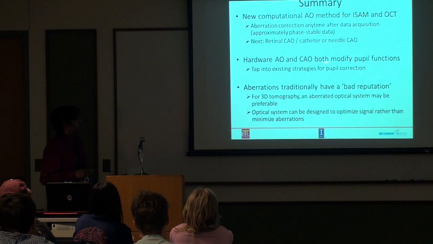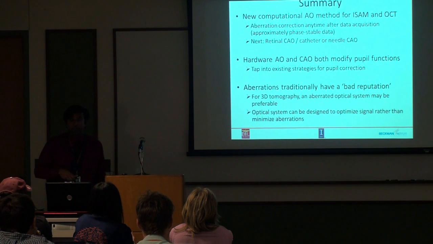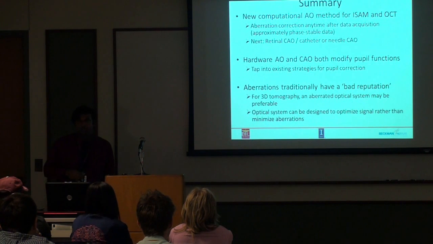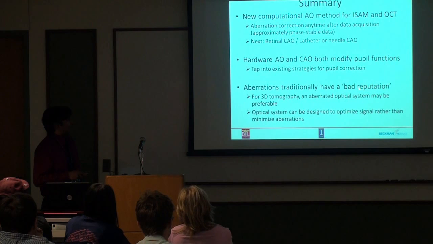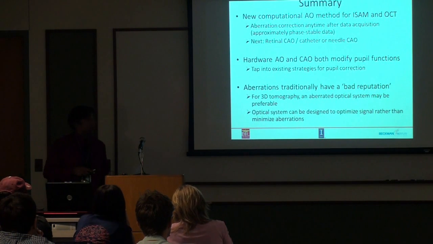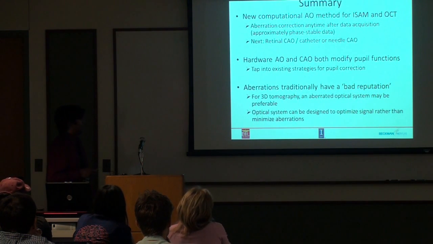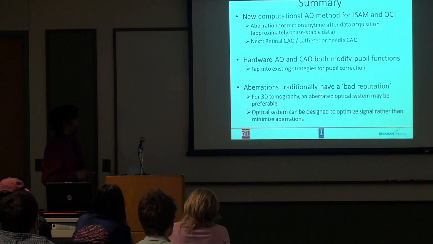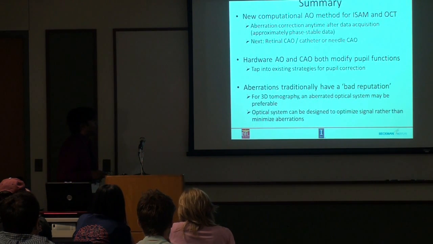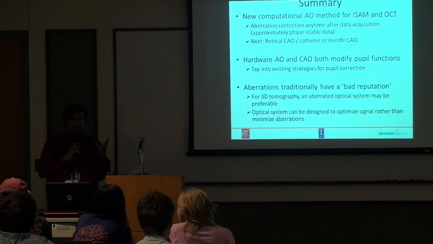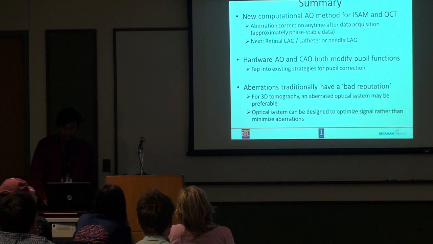Hardware-based AO and computational AO both modify pupil functions. And this allows us to tap into existing strategies for pupil correction. Now, traditionally, aberrations have, shall we say, a bad reputation. But we've seen at least one example where imaging with an aberrated optical system may be preferable. And what this means is that the optical system can now be designed to optimize signal rather than minimizing aberrations.